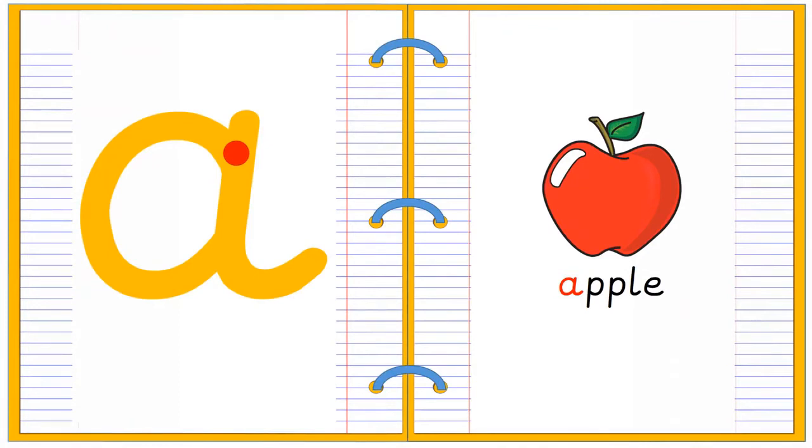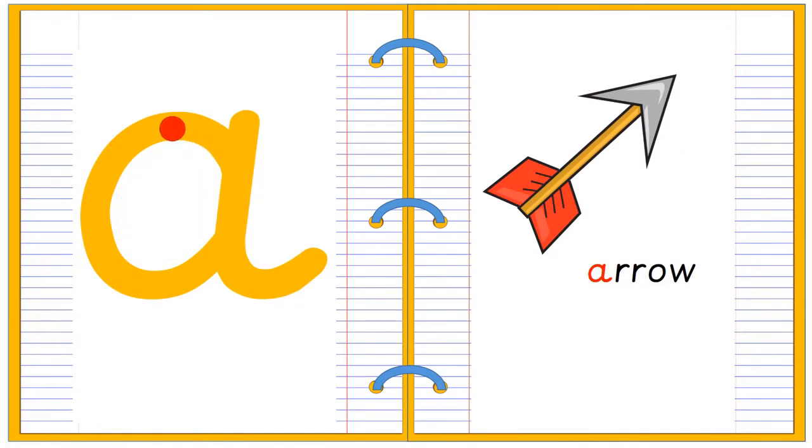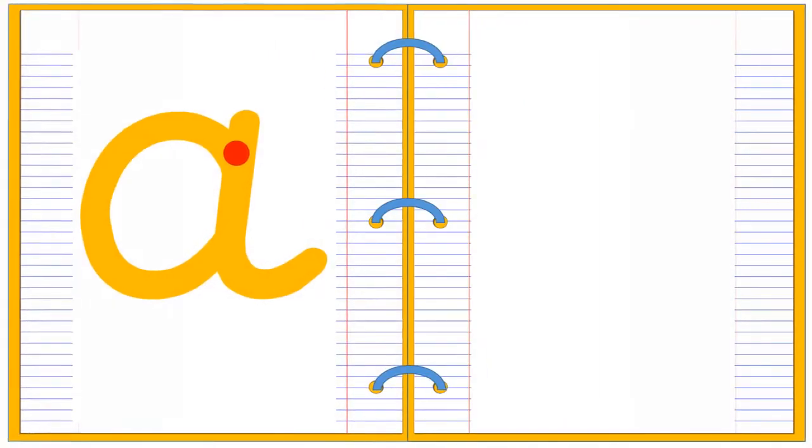Now let's see how we can write A. A. Round the apple, up and down with a flick. A. Apple. A. Ant. A. Arrow. Round and up and down with a flick. A.